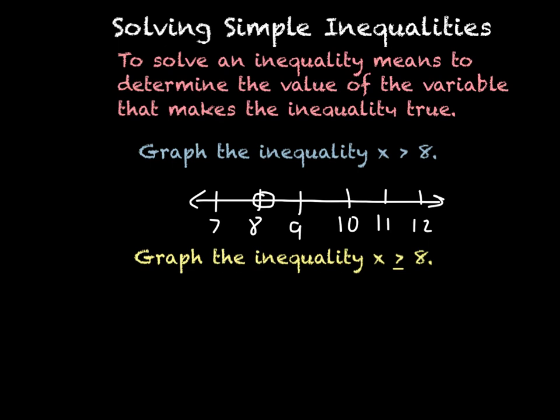So it's going to be everything greater than 8. So our arrow is going to point to the right, but it is not going to include 8. So that's the reason that we do a circle without it filling in, because it's going to be everything greater than 8 going this way.